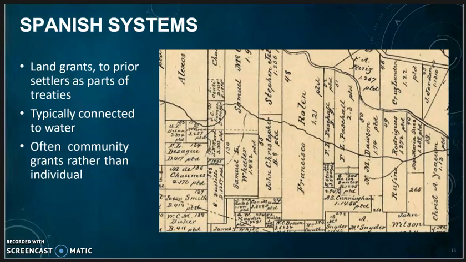There are also Spanish systems, land grants to prior settlers as parts of treaties. They're typically also connected to water.